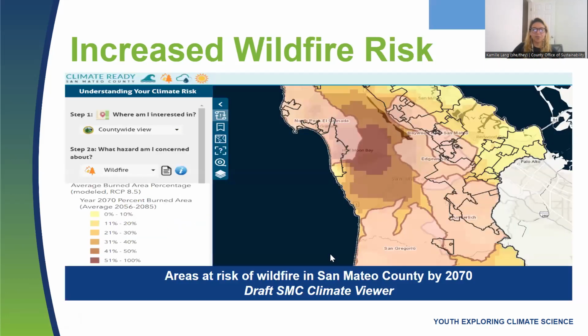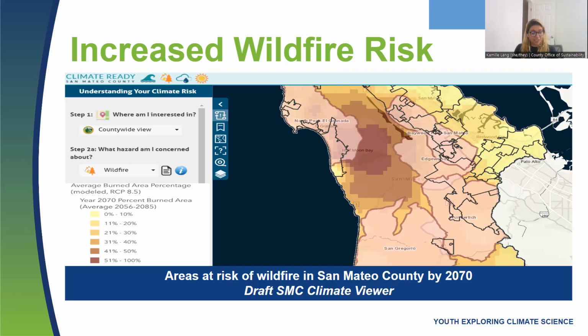All right, we have just a few more ways that climate change is impacting San Mateo County. Another impact that we're seeing is increased wildfire risk. In San Mateo County, it's predicted that this area in dark red on the screen has a 60% chance of burning between now and 2070. That has a lot to do with how dry the area is, the normal wind patterns that we see, and how high the temperature we're predicting will be during the summertime, and the things that cause wildfires to happen.